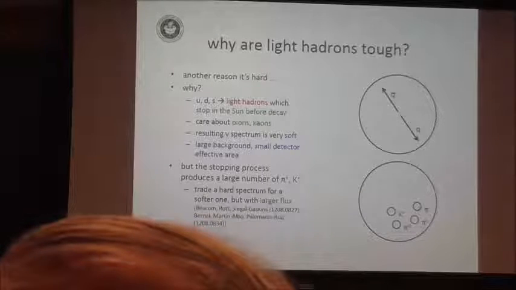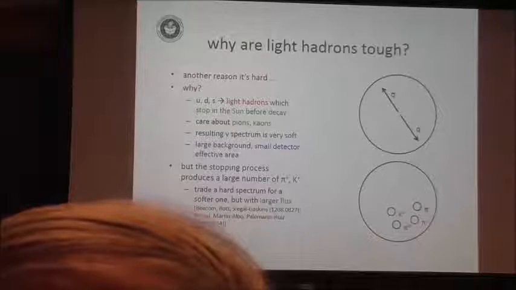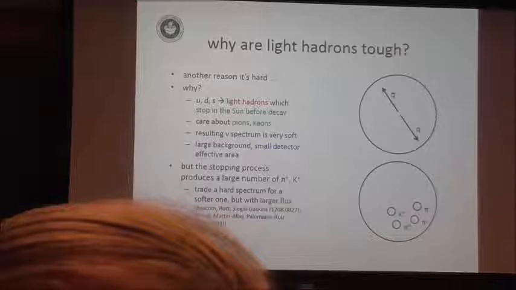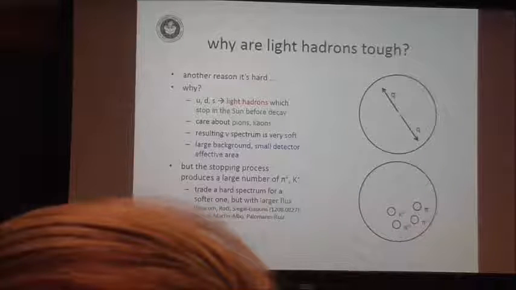So since they're decaying at rest, the neutrino spectrum you get is going to be very soft. And usually you say, well, if it's a soft neutrino spectrum, I don't care. Because, first of all, there's a large background which you're now facing. But also the detector effective area becomes very small, because for low energy neutrinos there's a very small scattering cross-section with the nuclei in your detector. So usually you don't worry about this channel.